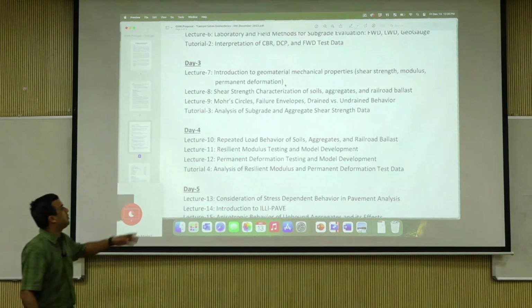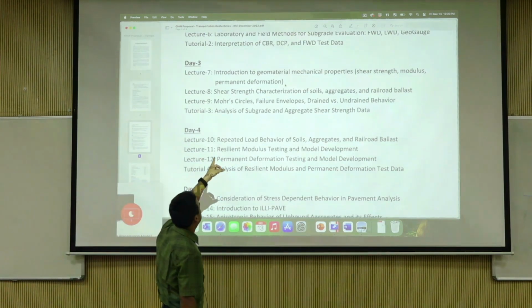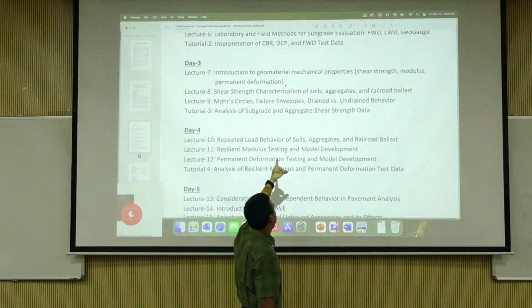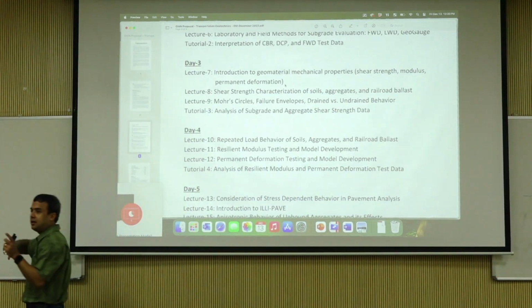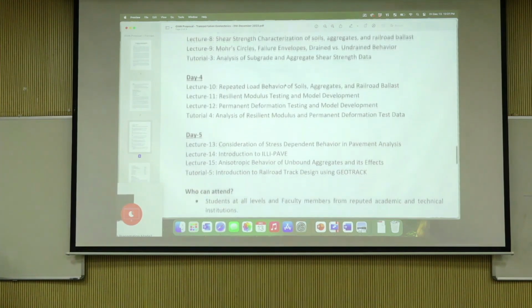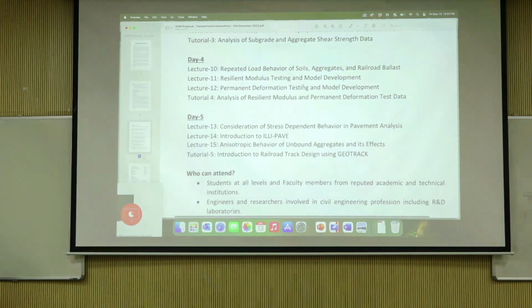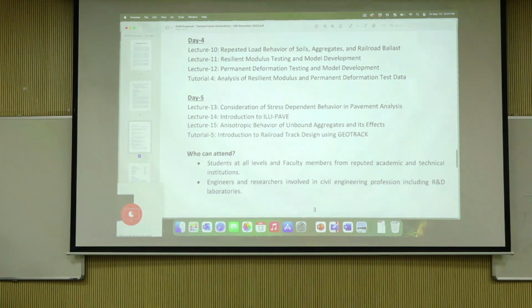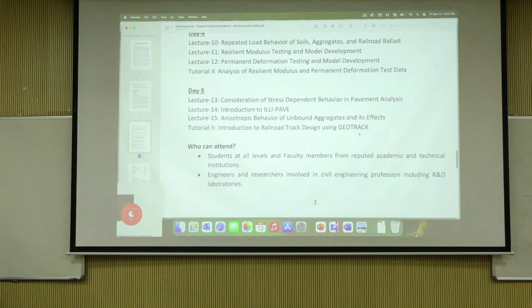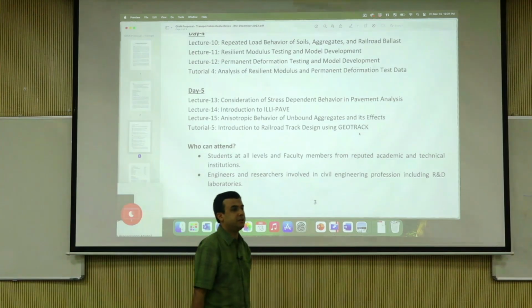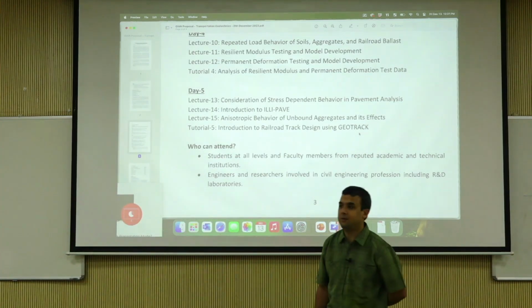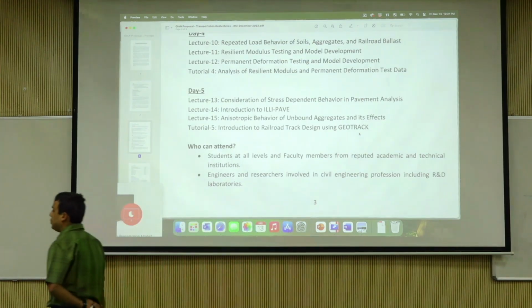Mechanical properties, shear strength, modulus, we did that, permanent deformation, shear strength characterization, Mohr circle, failure envelope, drained versus undrained, analysis of subgrade and aggregates, shear strength data, you already did that. You did the Mohr circles. Repeated load behavior, resilient modulus, permanent deformation, resilient modulus data, you did that. Consideration of stress dependence, ILLI-PAVE, you have done it. Anisotropic behavior, we did it. Introduction to lab and GEOTRACK, we did it. Right? I think we've pretty much finished everything. At least that's what I have planned. On the tutorial today, I'm still going to show you the last thing, DCP.